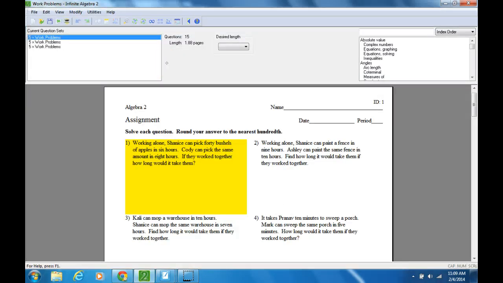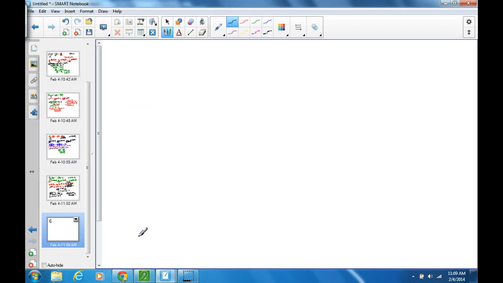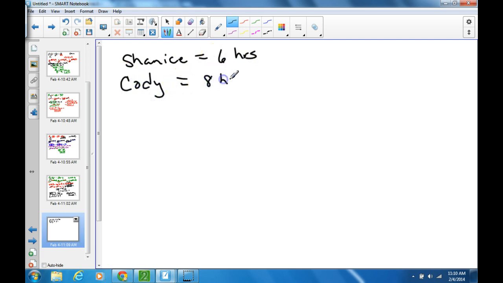So we're looking at number 1 for the worksheet. And what we're looking at, let's just read it. Working alone, Shanice can pick 40 bushels of apples in 6 hours. And Cody can pick the same amount in 8 hours. What if they work together, how long would it take them? Okay? So what we're going to do, first of all, we know that Shanice can do it in how long? 6 hours, right? And Cody can pick them in how many hours? 8 hours. And we are looking for how long it takes them to pick the apples together.